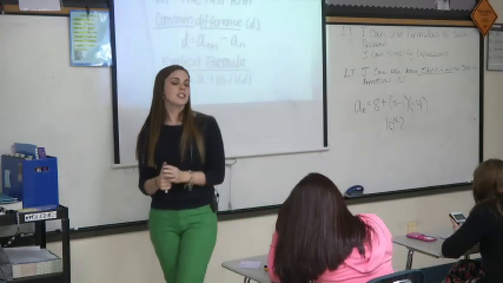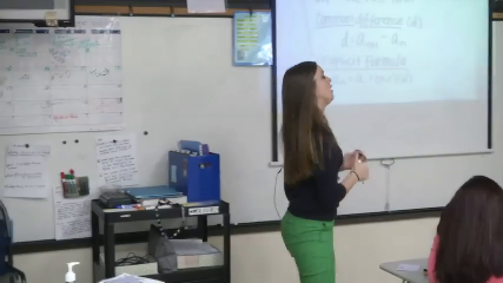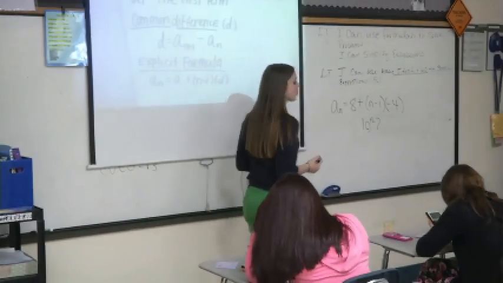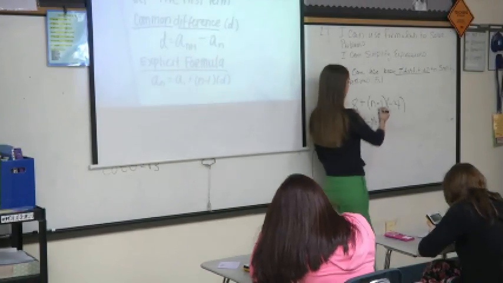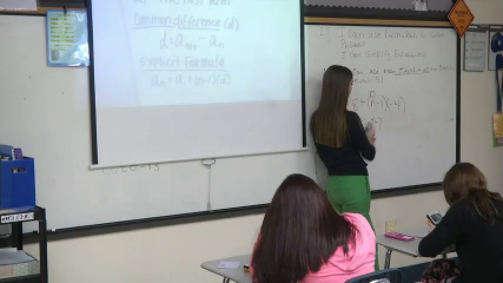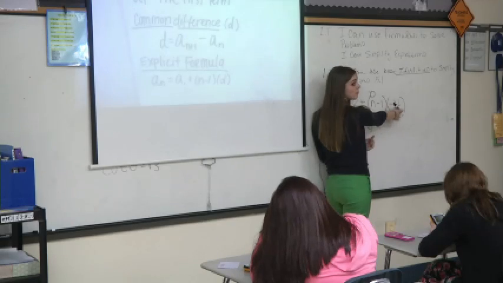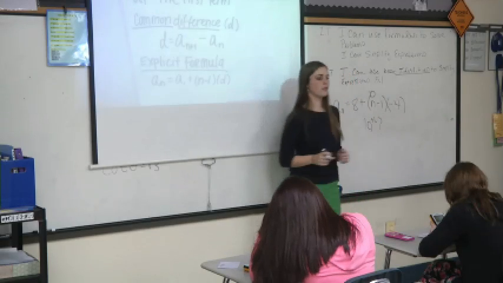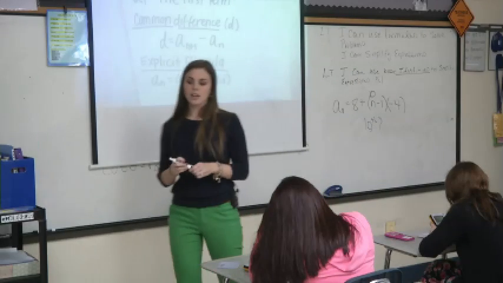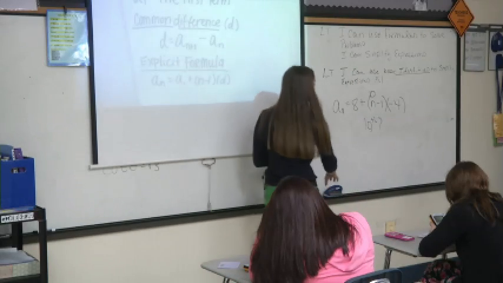All right, Carol thinks she's got it. -28. Okay. How did you get -28? Walk us through it. I plugged 10 in for n. And 10 minus 1 is 9. And 9 times -4 is -36. And then plus 8 is -28. Beautiful. All right, she got it.